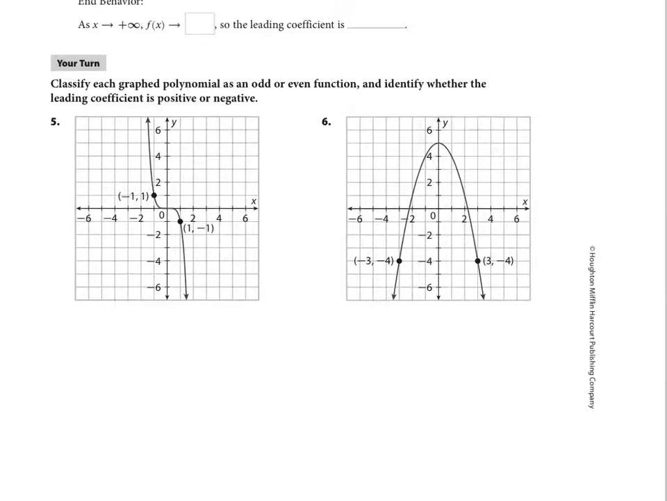So here are a couple more near-term problems. Classify each graphed polynomial as odd or even. Okay, so again, we look at behavior on the two ends. Two different behaviors. Here it's going up, here it's going down. Since they're not behaving the same way, that makes this one an odd function. Identify whether the leading coefficient is positive or negative. Okay, so again, in this case, when we put in a negative, if it's odd, we should get a negative, but we're getting a positive. Therefore, that means I've multiplied this one by a negative number.